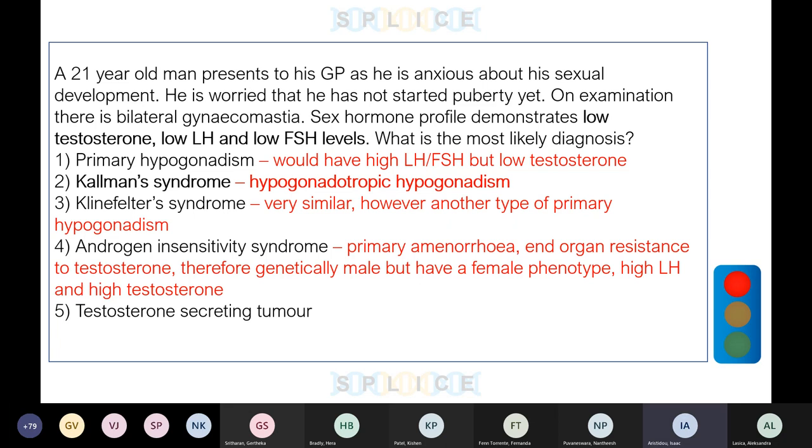And then Klinefelter's, classically you'd get an above average height patient. And for Kallmann's, they'd also mention loss of smell. Androgen insensitivity syndrome is a primary amenorrhea, end organ resistance to testosterone. These are all very niche. I didn't really learn these, but it's just something to be aware of.